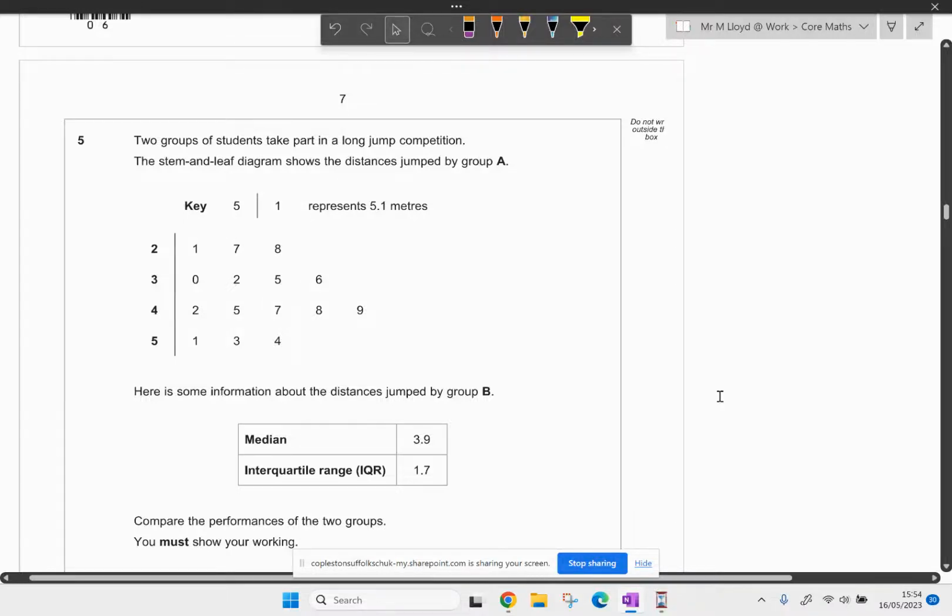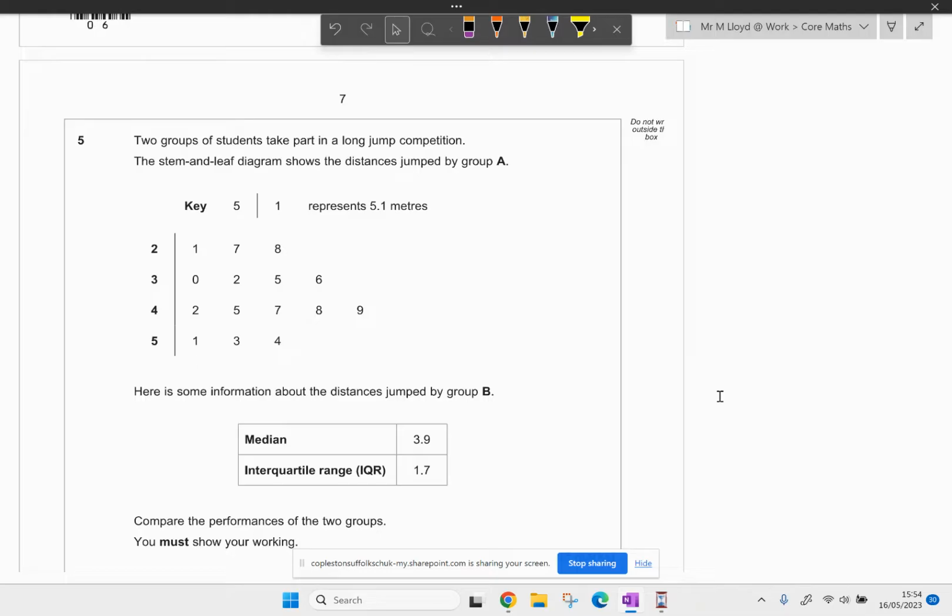Hello, so straight back into it. Question 5. I've just had a little look down the paper. It goes up to question 10, so I'm going to have to get a move on here to get this all done in time. Two groups of students take part in a long jump competition.